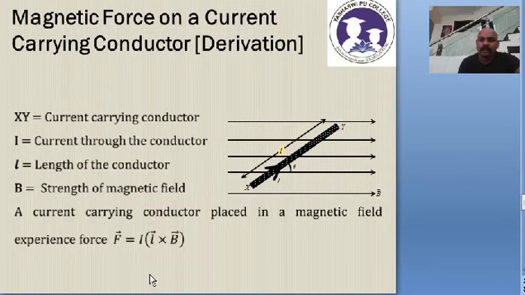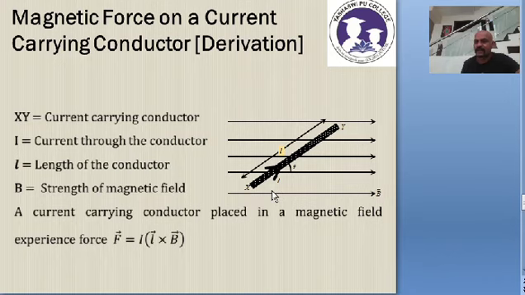Now, this concept is also very important. Many times this question will be asked for 3 marks: derive the force on a current carrying conductor kept in a magnetic field. So you have a conductor carrying current, and it is also kept in an external magnetic field. Here these lines represent the magnetic field. And here is a conductor XY.